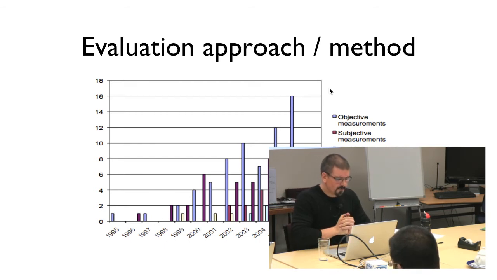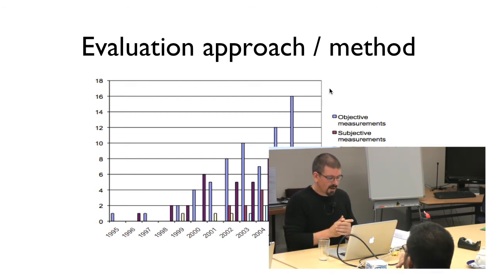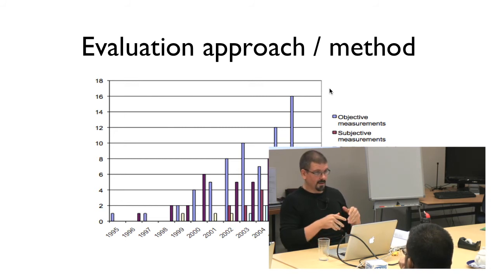So what kinds of measurements were taken there? There were objective measurements, the most common ones again, like reaction time. Subjective measurements, for example, questionnaire type of items, were the second most common type of evaluations that were done. Qualitative studies were not that common.